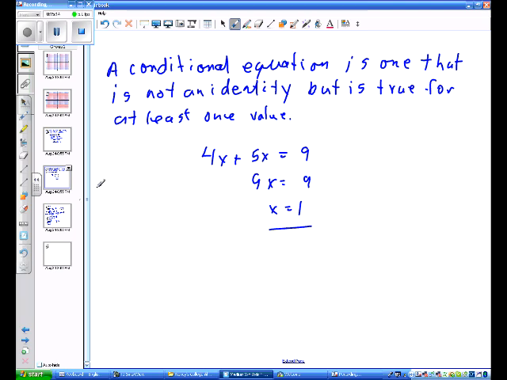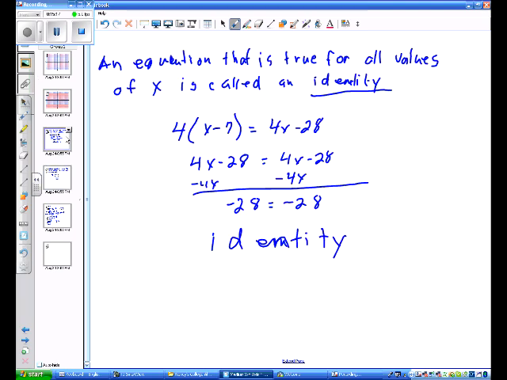An identity is true for all values. It doesn't matter what value for x I substitute in. If I had substituted in a 1, then I would have 4 times negative 6 is negative 24, and 4 minus 28 is negative 24. It was true for 1.